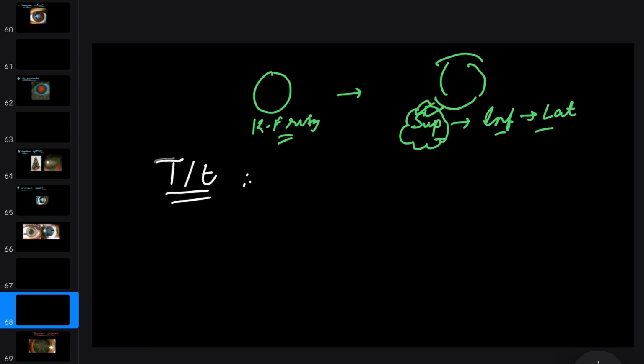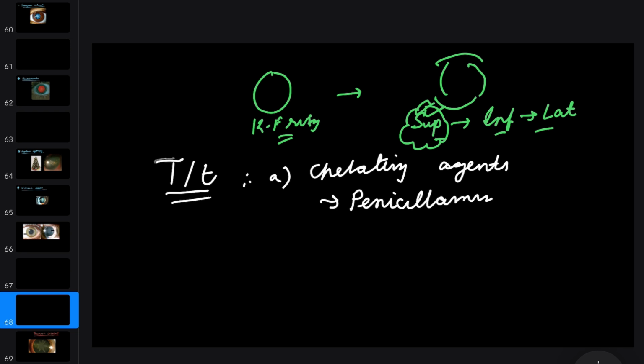So the first thing is we use chelating agents. Chelating agents, very, very important names that you'll have to remember, like penicillamine and trientine.